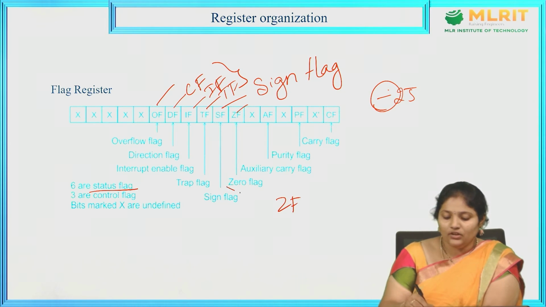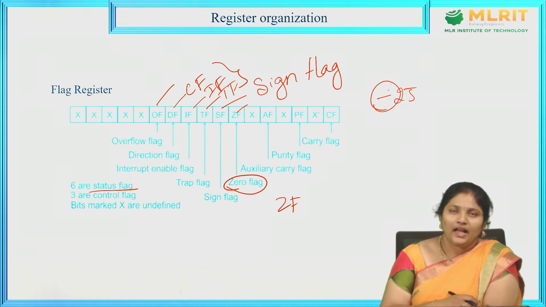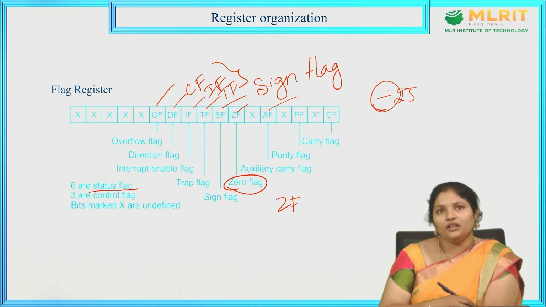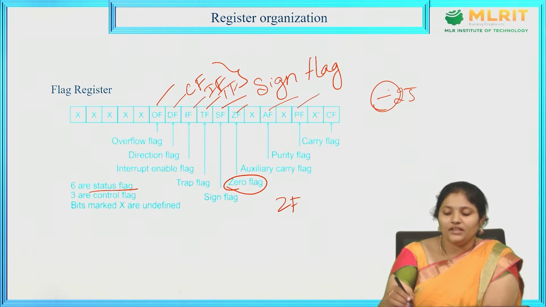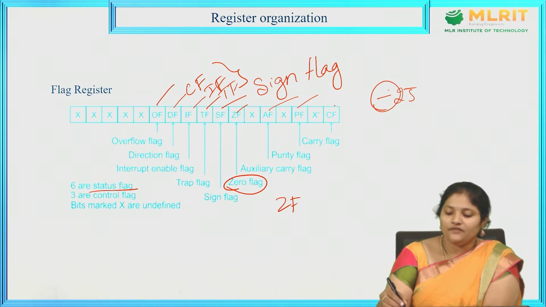ZF is the zero flag. If the zero flag is set to 1, we can say that the output is completely 0. If it is 0, then the output is not equal to 0. AF is the auxiliary flag. If we have a carry within the nibble of the output, the auxiliary carry flag is enabled. This one is the parity flag. If the number of ones in the output is even, the parity flag is set. And CF is the carry flag.